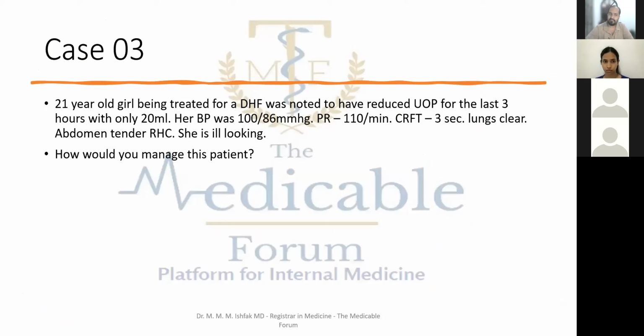Let's go to the next case. There is a 21-year-old girl being treated for DHF in your ward, noted to have reduced urine output for the last 3 hours. Only 20 ml. Just imagine, this girl is having a urine output of only 20 cc for 3 hours. That's very, very small. Her blood pressure was 100 by 86. Now, what is the pulse pressure here? Less than 20. Tachycardic, reduced urine output, ill looking. Now, what is the diagnosis?